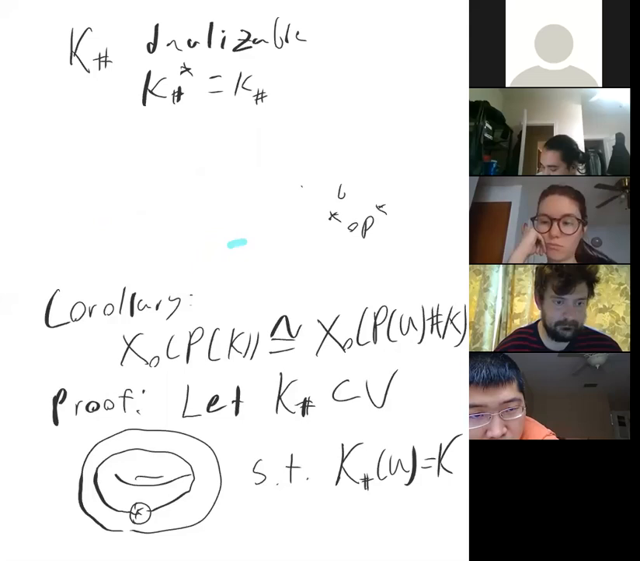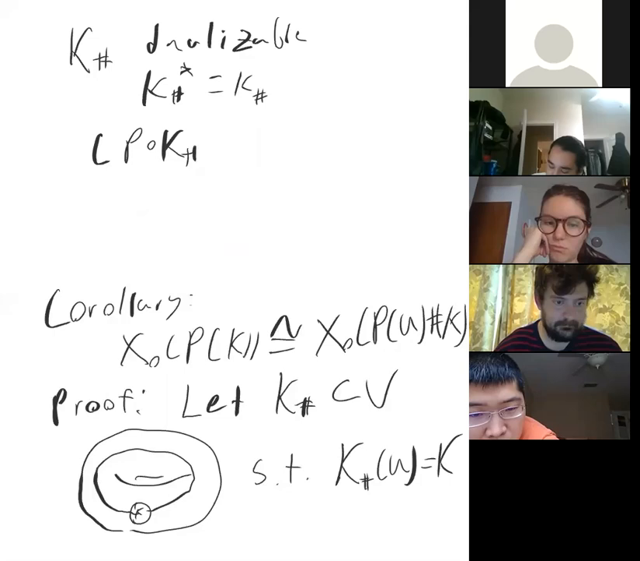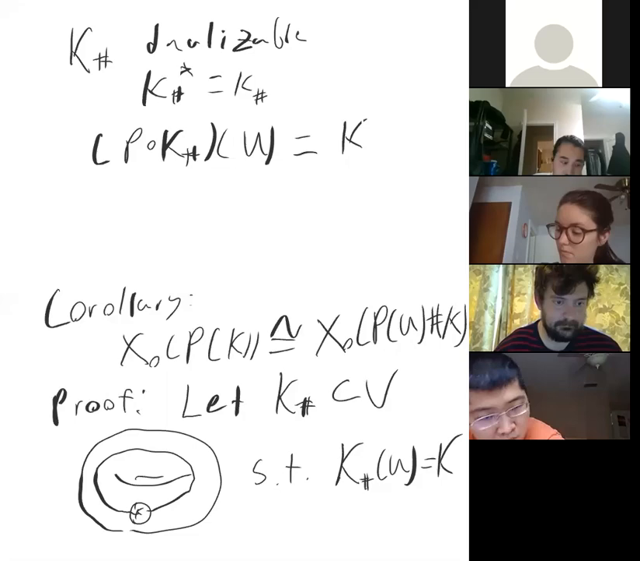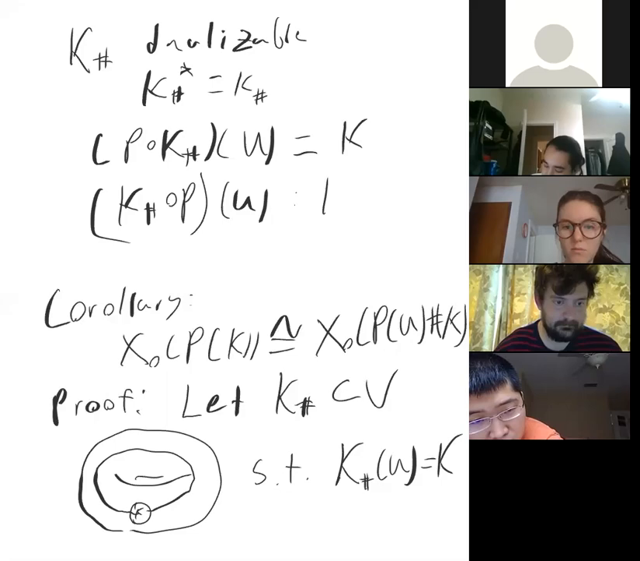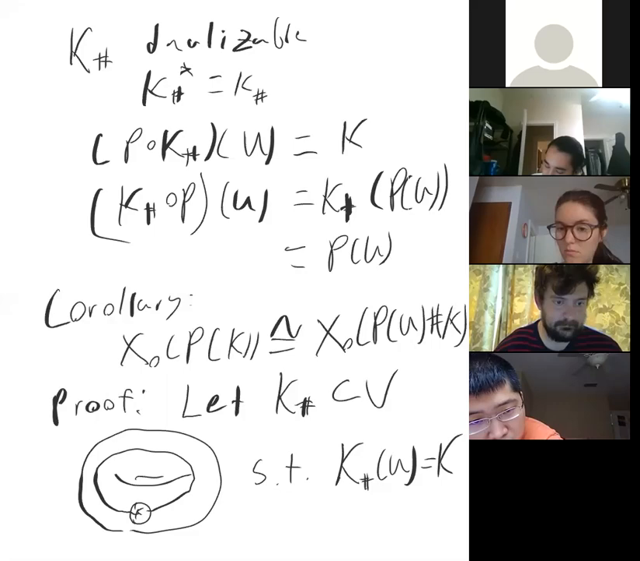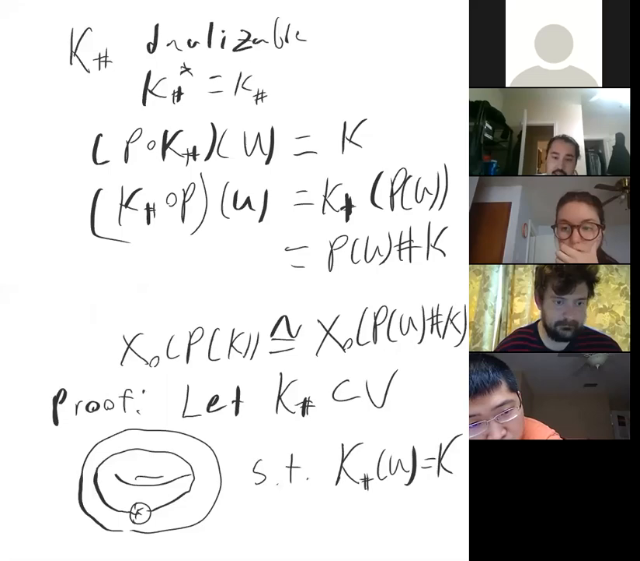So, first thing to observe is that P composed with K sharp of U is just K. And then the dual of P composed with K sharp is just K sharp composed with P, right? But if we apply this to the unknot, we get K sharp of P of U, that is, P of U connect sum with K. Okay. And then by the main theorem, these two things have diffeomorphic zero traces. Any questions so far?